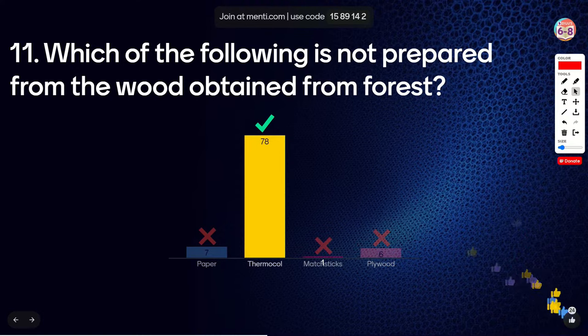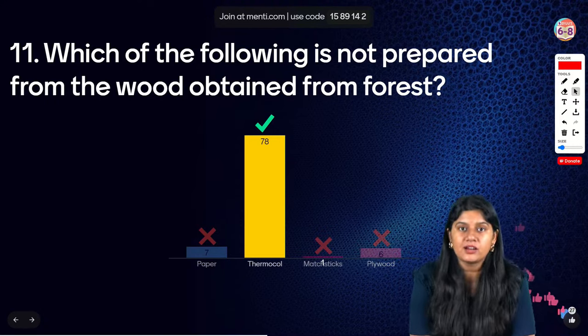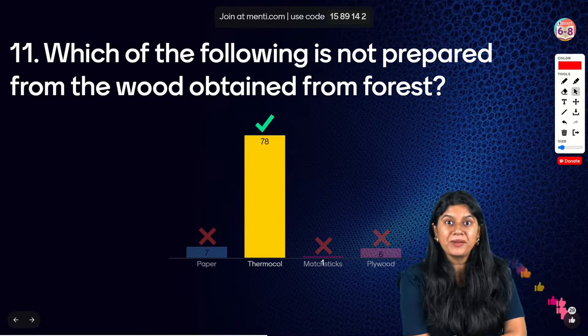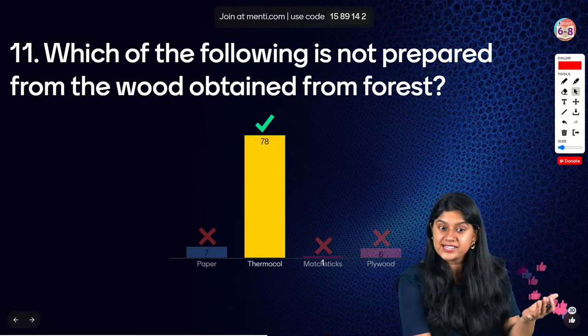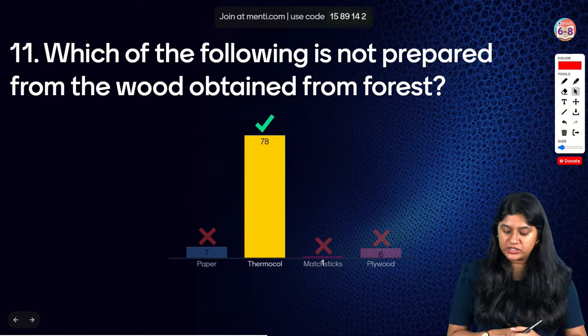Okay, everyone, very good. And the correct answer over here is option number B, thermocol. The thermocol, of course, is not made from the wood which we get from the forest. Very good, everyone. 78 of you have voted for the correct answer.